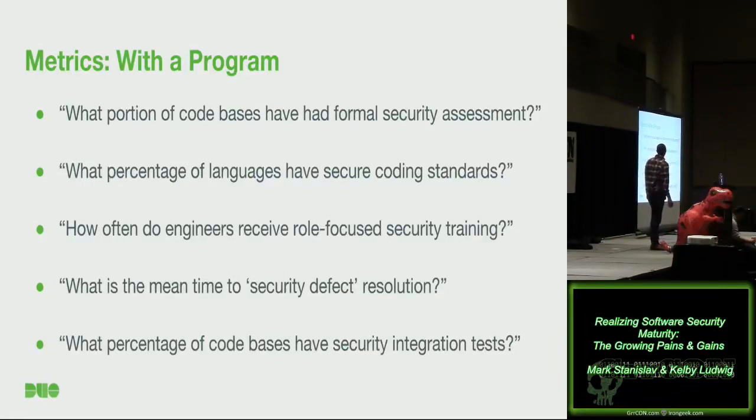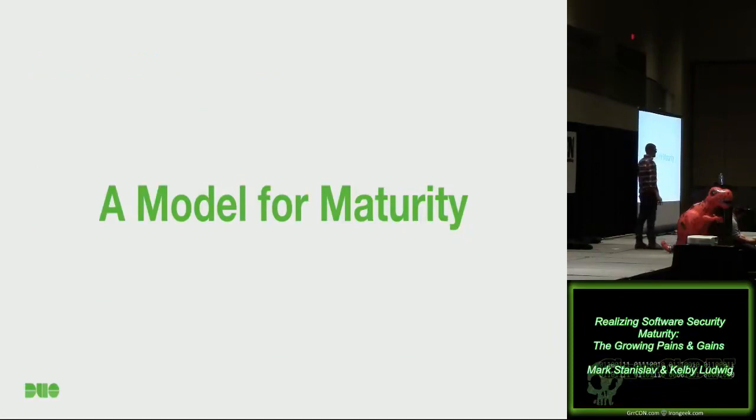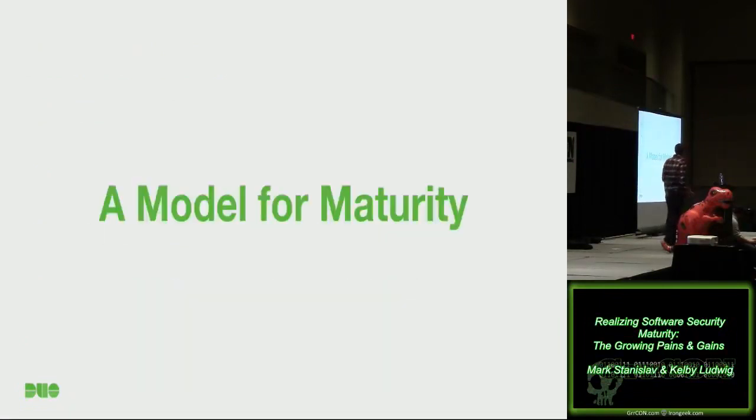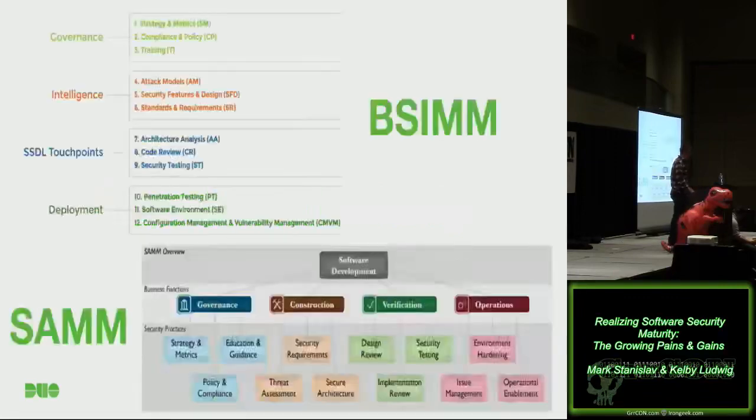Another metric might be how engineers receive role-focused security training. As part of your program, you may do some sort of training that's general purpose across all engineers, but maybe it's more effective to do training targeted to a specific subset of engineers. There are a lot of metrics here. You could start with an empty list with individuals on your team and come up with a good basis for what a program might look like and have all these metrics over time. But really, that's starting from scratch, and there are existing models that help form this program. The two most prominent of which are BSIMM and SAMM.